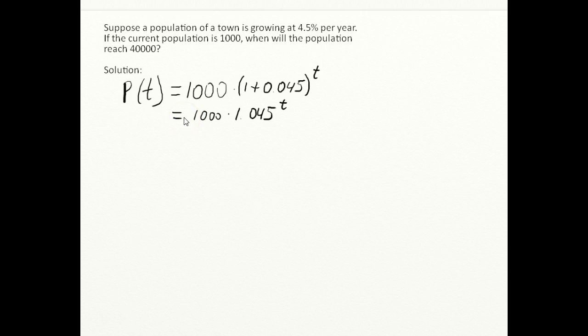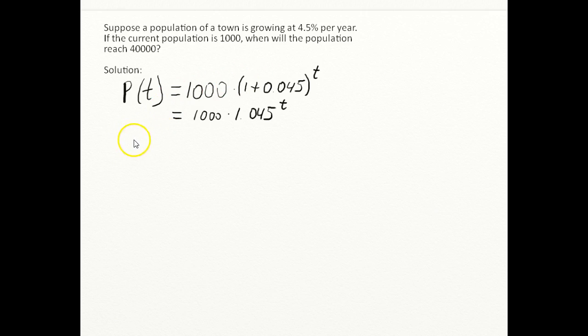Now, how do we find out when the population will reach 40,000? Well, this is actually an easy problem for the next section, section 3.3, when we talk about logarithmic functions. We use logarithms to solve exponential equations. In this section, we can solve this problem using a graphing calculator. How exactly do we do this?